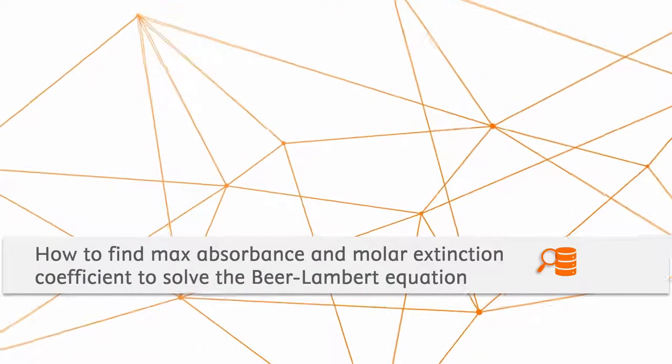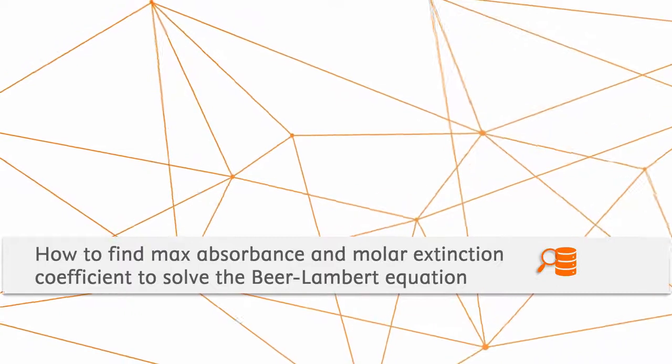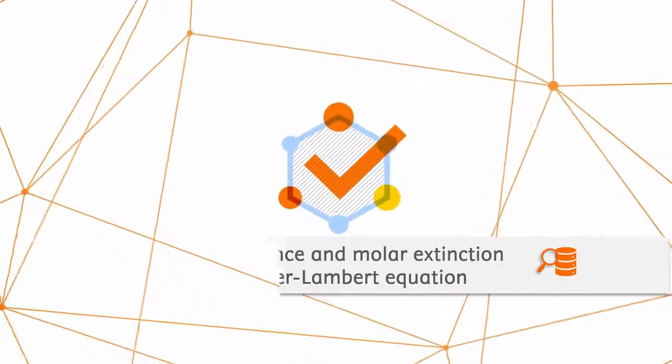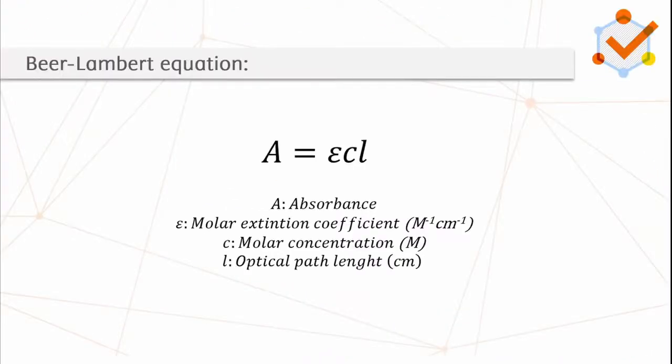Now we will learn how to find max absorbance and molar extinction coefficient to solve the Beer-Lambert equation. The Beer-Lambert equation relates to concentration of a substance in a sample with its maximum absorbance by means of the molar extinction coefficient.